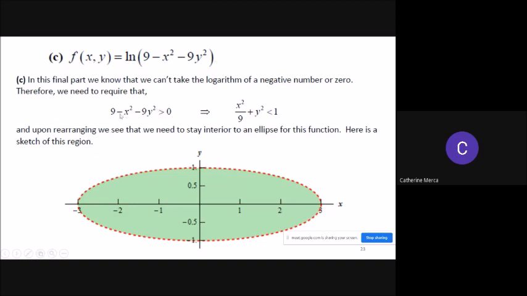So dapat 9 minus x squared minus 9y squared should be greater than 0. Exclusively dapat greater than 0. So you can solve that as x squared over 9, kasi when you divide everything by 9, plus y squared is less than 1. Okay? So, kani ang region. This is the region.